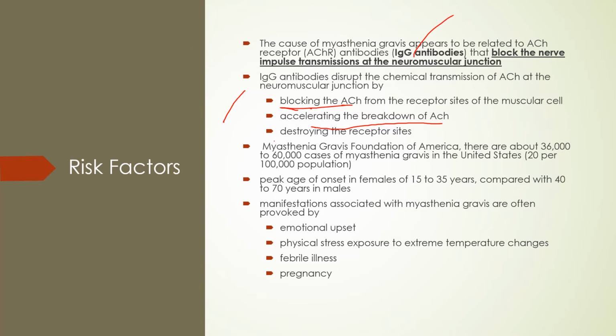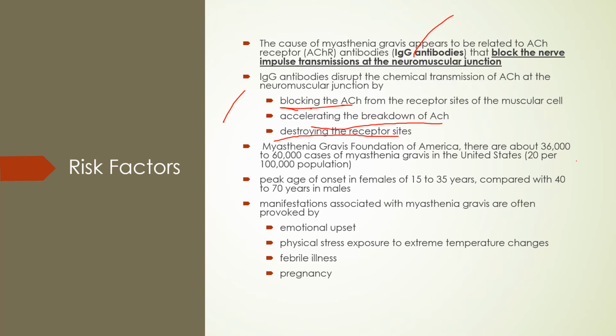Ultimately, those antibodies can also destroy receptor sites. This is bad. Not only does it block, it also breaks down the good stuff that's supposed to send the signal, and where the IgG does bind, it can actually destroy the receptor site. So this is a three-pronged attack. It blocks, it breaks down the good stuff, and it destroys where it does attach, where it does park, right? It'll just destroy that area. So this is pretty prominent.